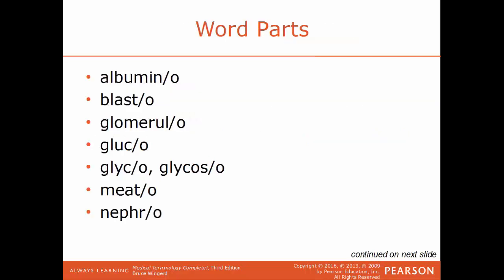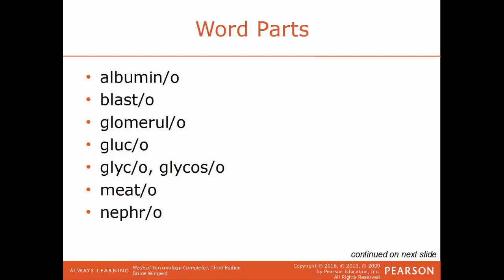First, we'll go over some common word parts that you'll see for this chapter. The first one, albumino, is a reference to a protein. Blasto is a reference to a developing cell. Glomerulo is a reference to the glomerulus, which is a filtering unit within the kidney. Gluco is a reference to glucose, or sugar. Same thing with glyco, or glycoso. All those are a reference to a sugar.